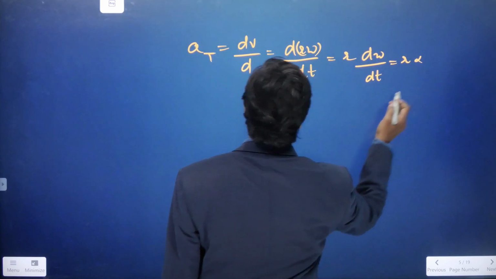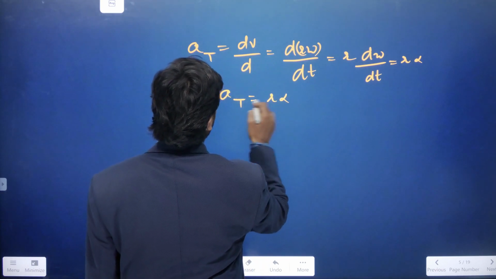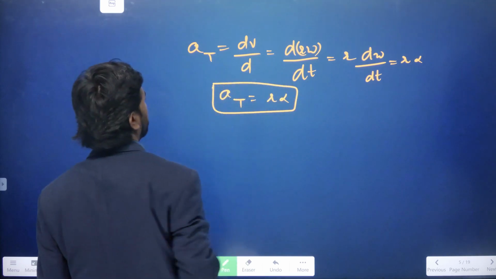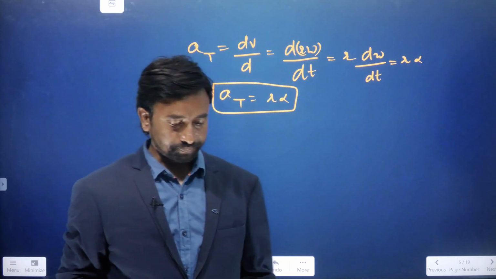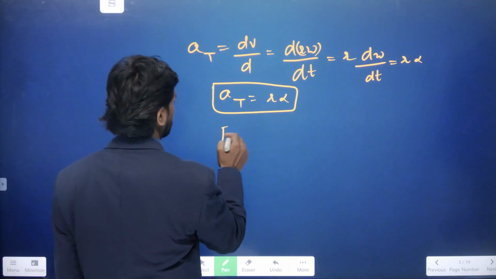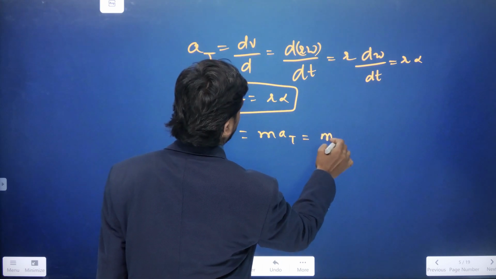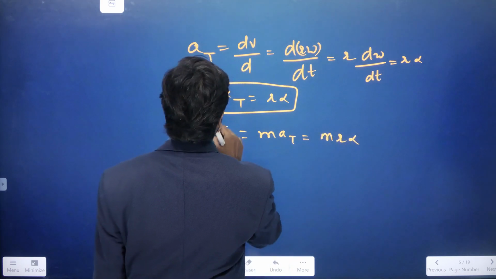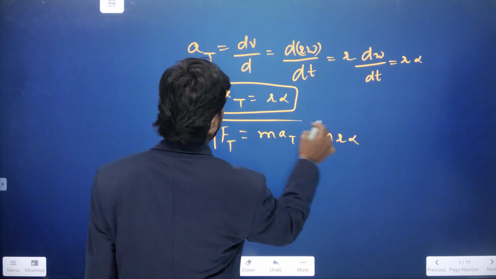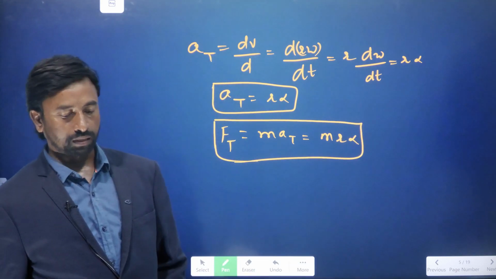That is the alpha we can write there. So tangential acceleration here, r into alpha, we can write. This already we have seen. So then the tangential force, what can we write there now? F is equal to m into a_t, that is equal to m into r into alpha. This is the tangential force acting on the particle whenever it is rotating in the tangential path.